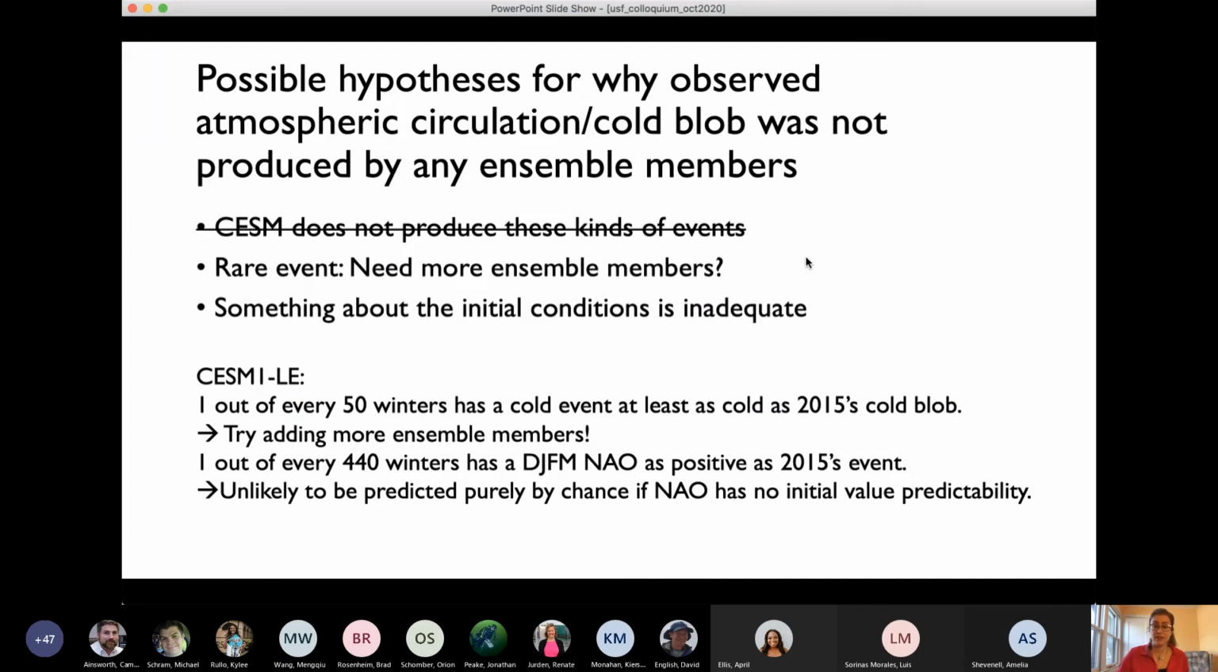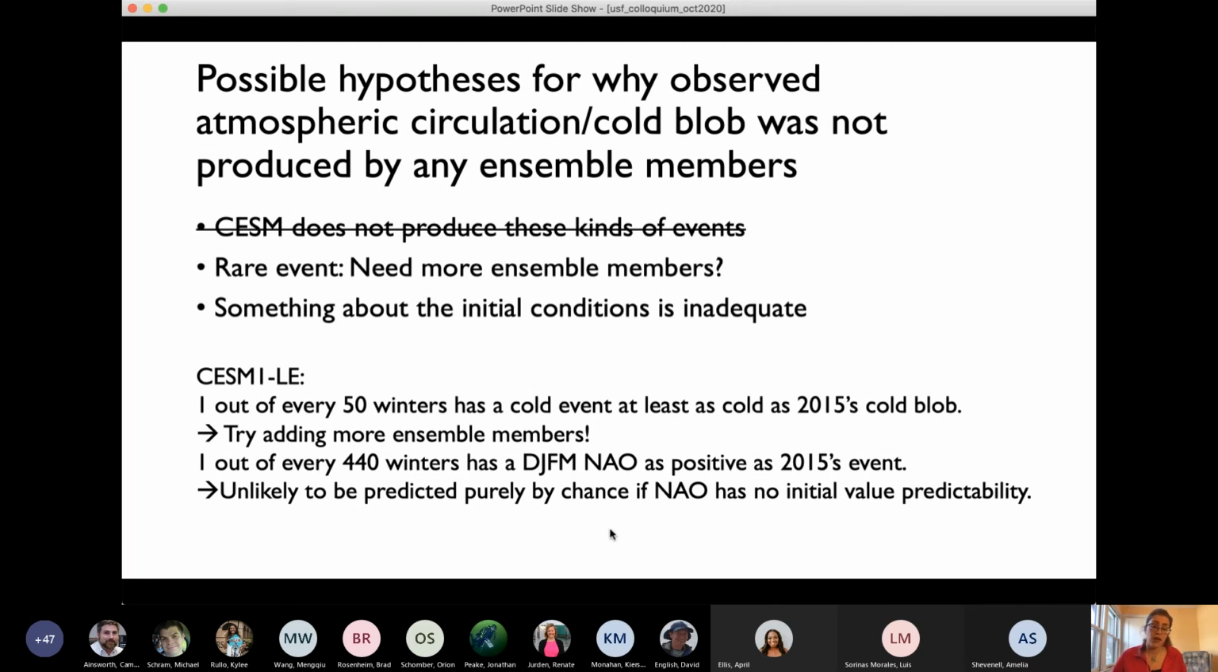The second possibility is that this was a very rare event. From that histogram on the previous slide, if you did the math out, you would see that 1 out of every 50 winters in the CESM Large Ensemble has a cold event as cold as 2015. So maybe we just need to add another 10 or 20 ensemble members, and we'll get something cold. The NAO was very rare in the CESM Large Ensemble. 1 out of every 440 winters had an event as positive as that in 2015. So we aren't going to be adding that many more ensemble members to see if by chance we get a positive NAO.